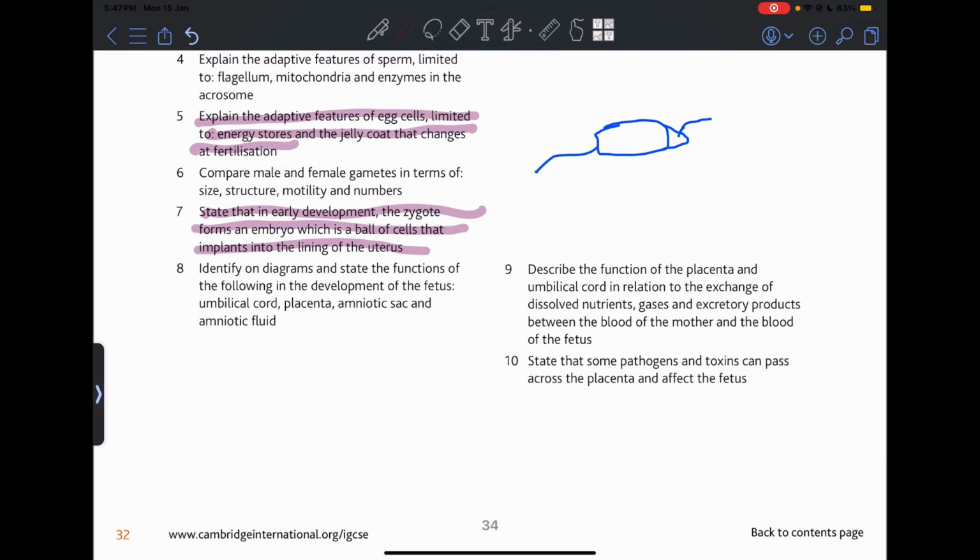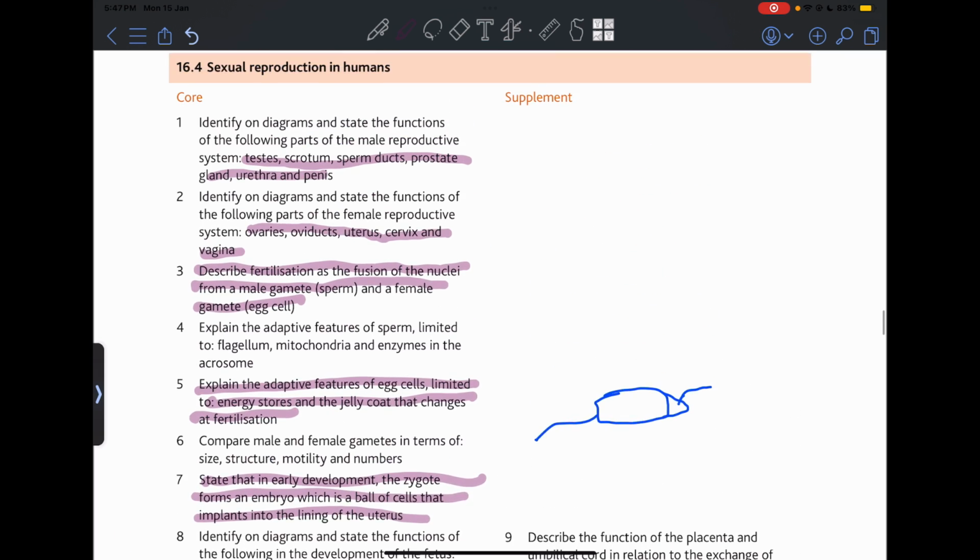Number 8, identify on diagrams and state the functions of the following in the development of the fetus: umbilical cord, placenta, amniotic sac, and amniotic fluid. So these are the structures that are found in the developing fetus.